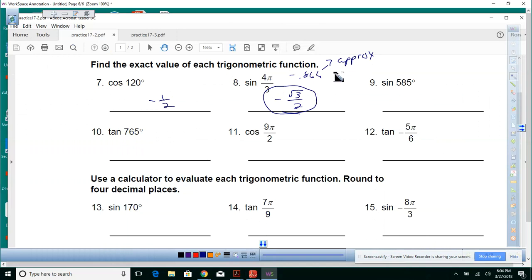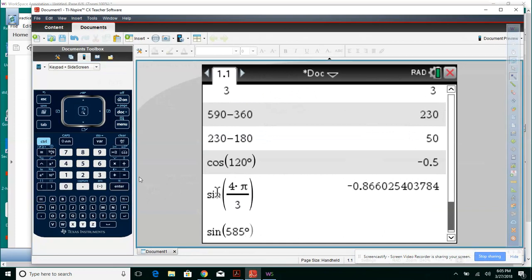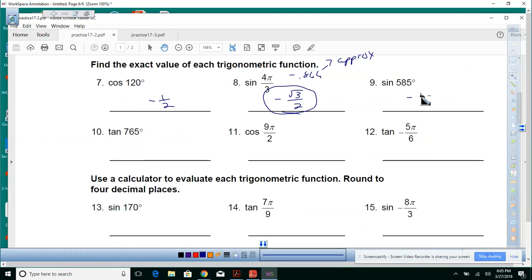Okay? Sine 585 degrees. Let's see. Sine 585 degrees. Enter. Whoa! Negative 0.707. So that's going to be negative the square root of 2 over 2. Okay. All right. Negative 0.707. Memorize those. It'll save you a lot of time.